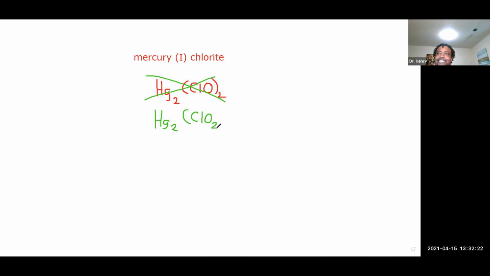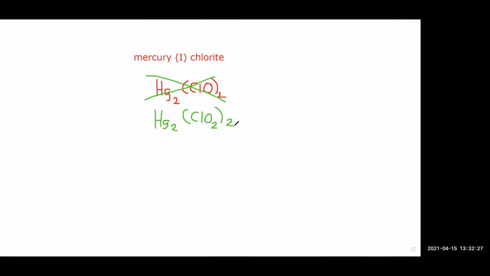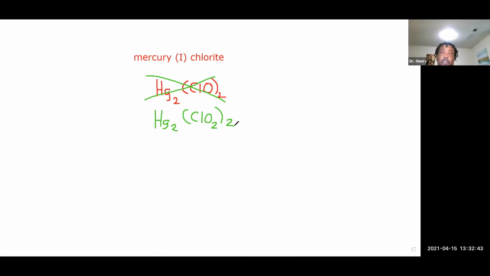ClO2, and then 2. There you go. I'm kind of starting to understand these a little bit. But what determines the parentheses again? It needs parentheses if there are multiples, right? If you need more than one.